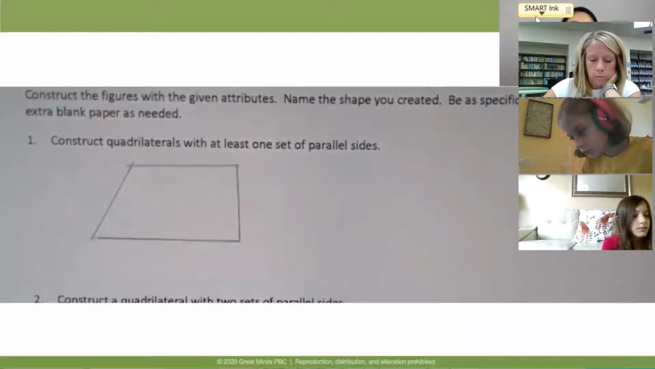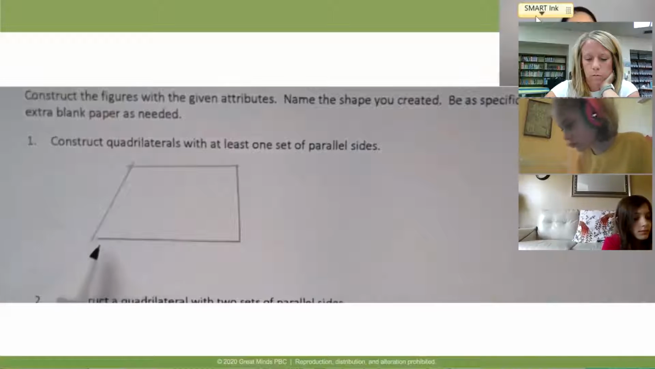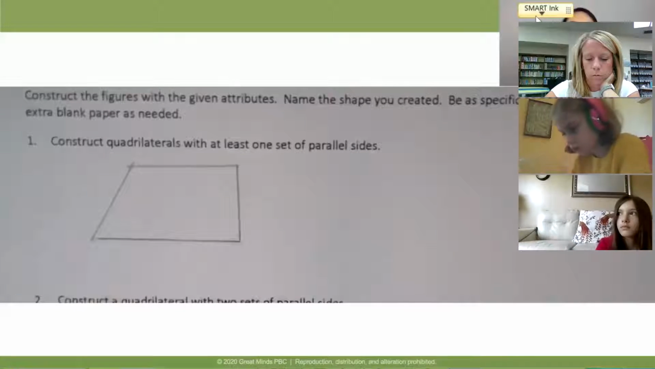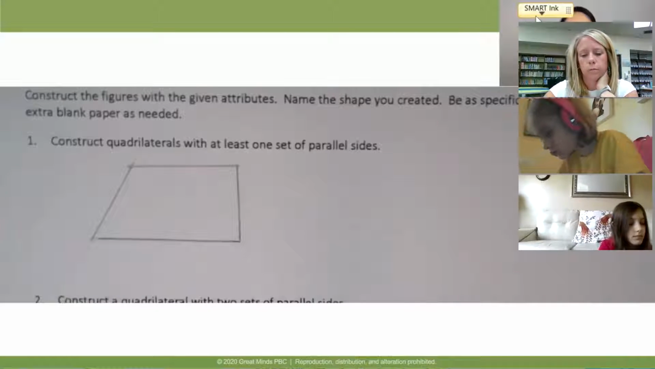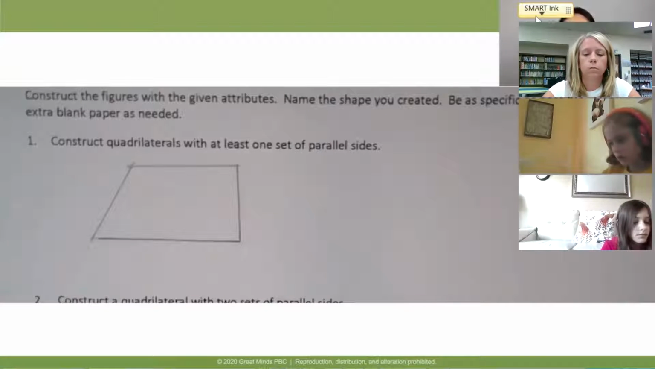For example, I noticed that my quadrilateral has both one obtuse angle and one acute angle. It also has 2 right angles. What do you notice about yours? One thing is for certain. All of our quadrilaterals have at least one set of parallel sides, which means all of our quadrilaterals are trapezoids.